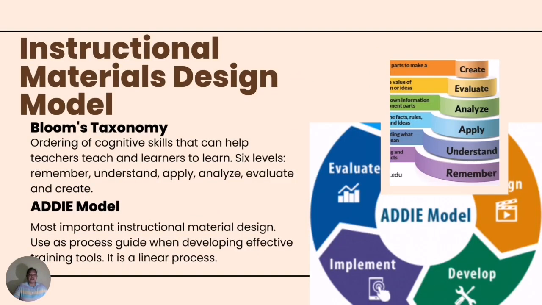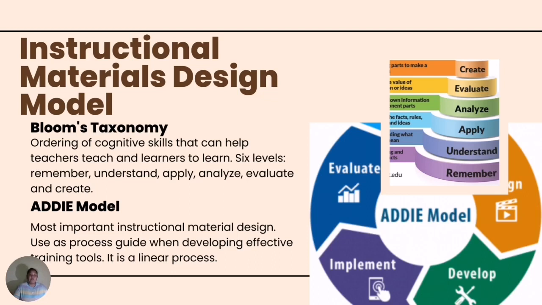Instructional materials design model. There are four. The first one is Bloom's taxonomy. It is about the ordering of cognitive skills that can help teachers teach and learners to learn. There are six levels in Bloom's taxonomy. The first one is remember. Next, understand. Third, apply. Fourth, analyze. Fifth, evaluate. And the highest level is create.